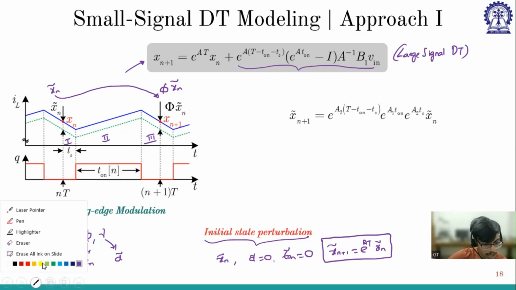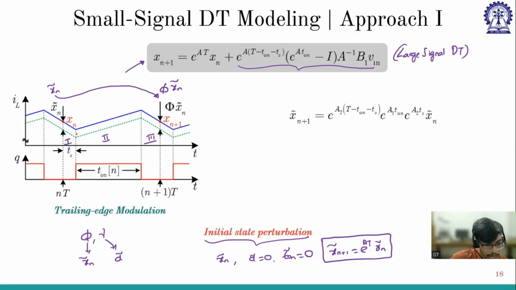So let me change the color and go to red. So this is xn perturb, right? Maybe this point at the end point is x1 perturb and this is x2 perturb. So how can I write x1 perturb? It is nothing but e to the power A. This is in the off period, but in a buck converter both are the same. A into time period is what? Ts into xn perturb. Now x2 perturb is on time into x1 perturb, right? So e to the power A into t on into x1 perturb. So now I have x2 perturb in terms of x1 perturb.